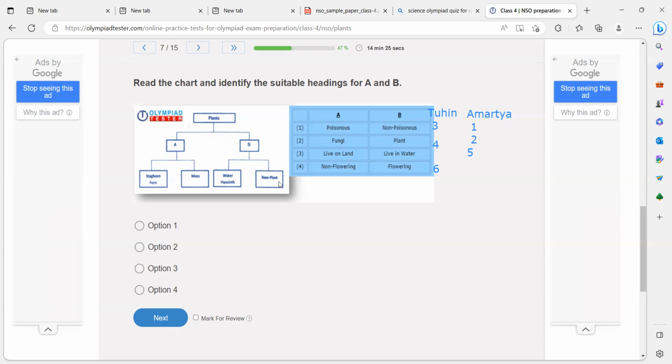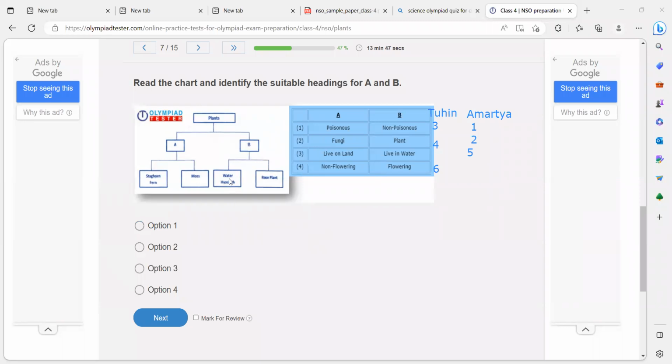I think staghorn fern is not in water. Staghorn fern also lives on land, beta. And moss lives in water? No, moss also lives on land. Staghorn fern, rose plant and moss live on land. Water hyacinth lives in water.